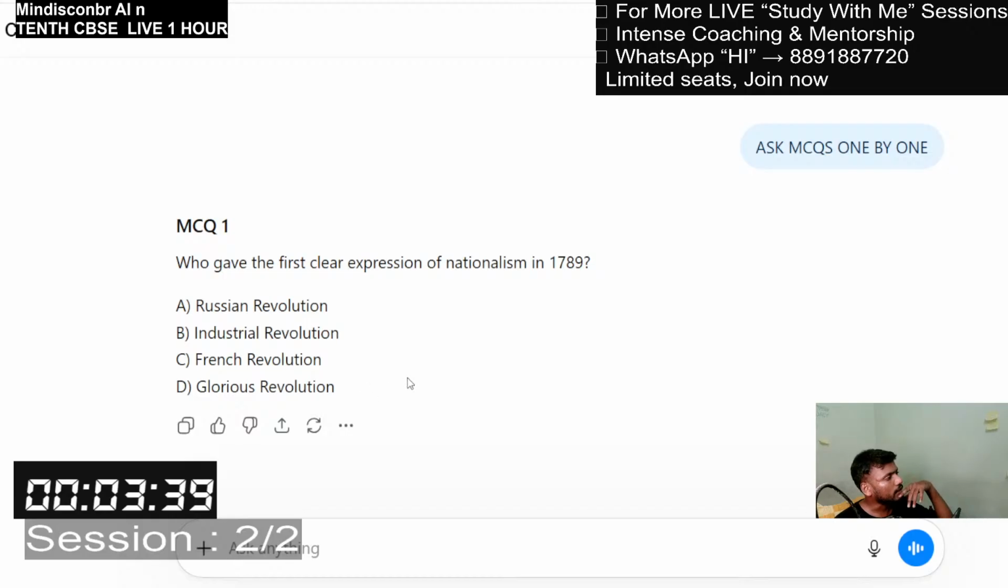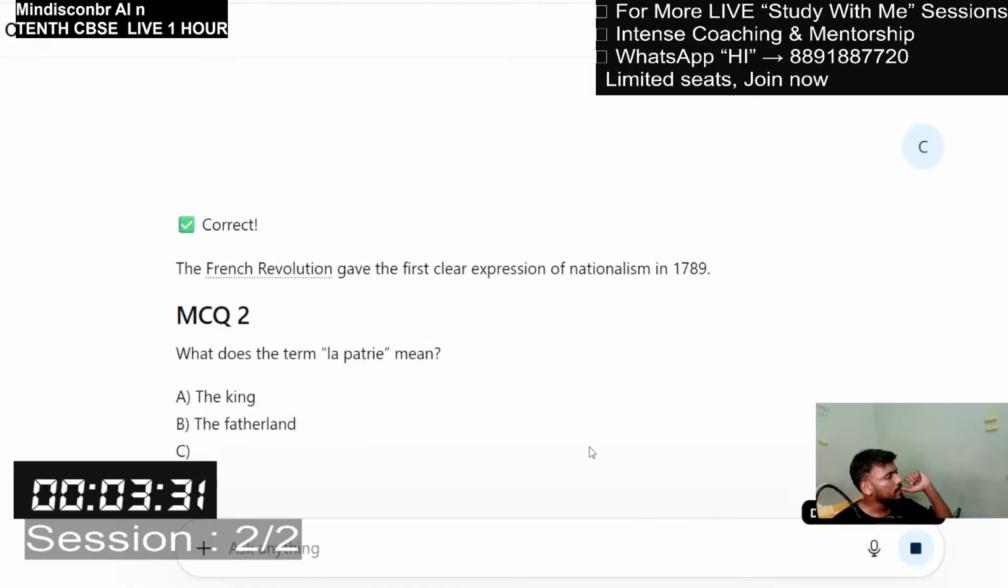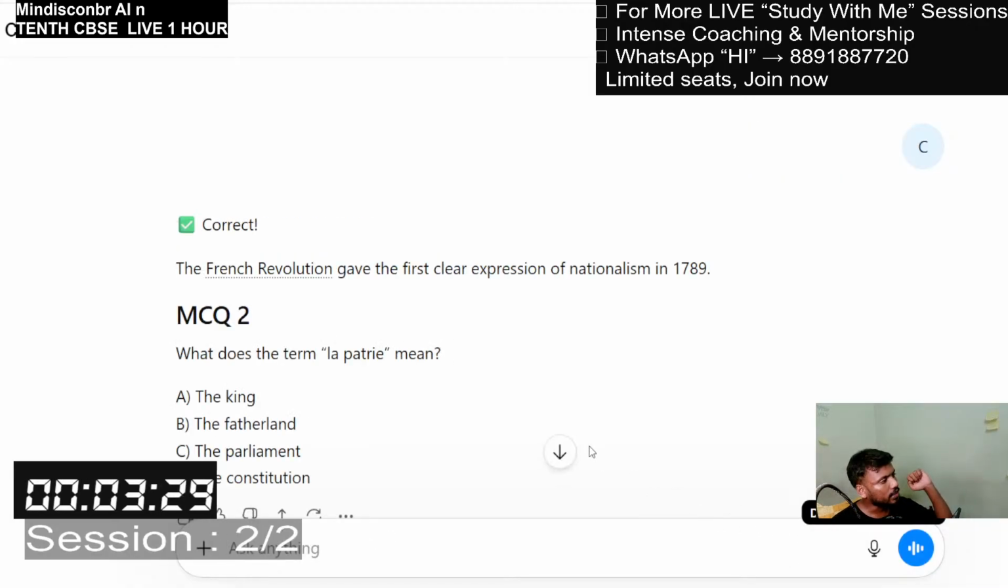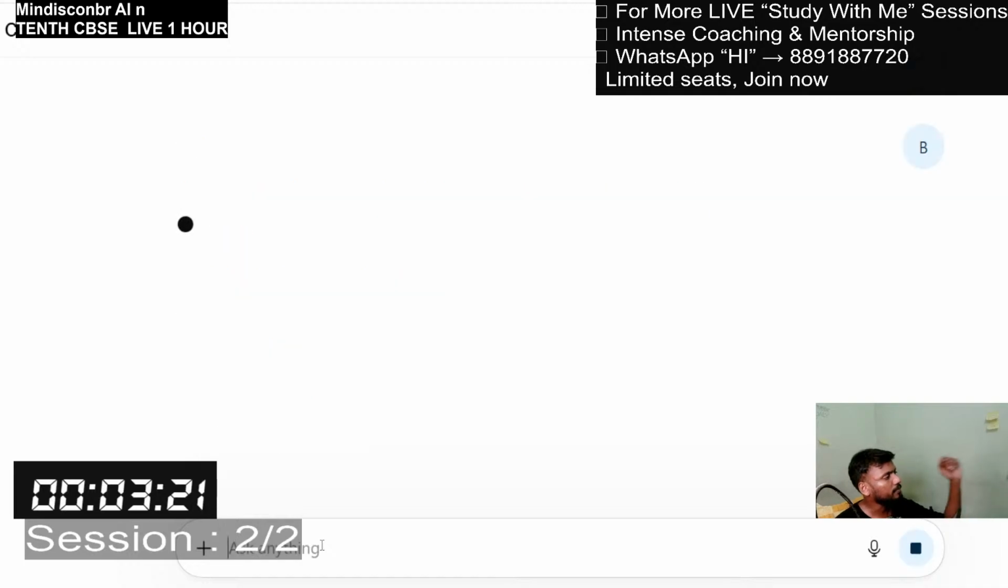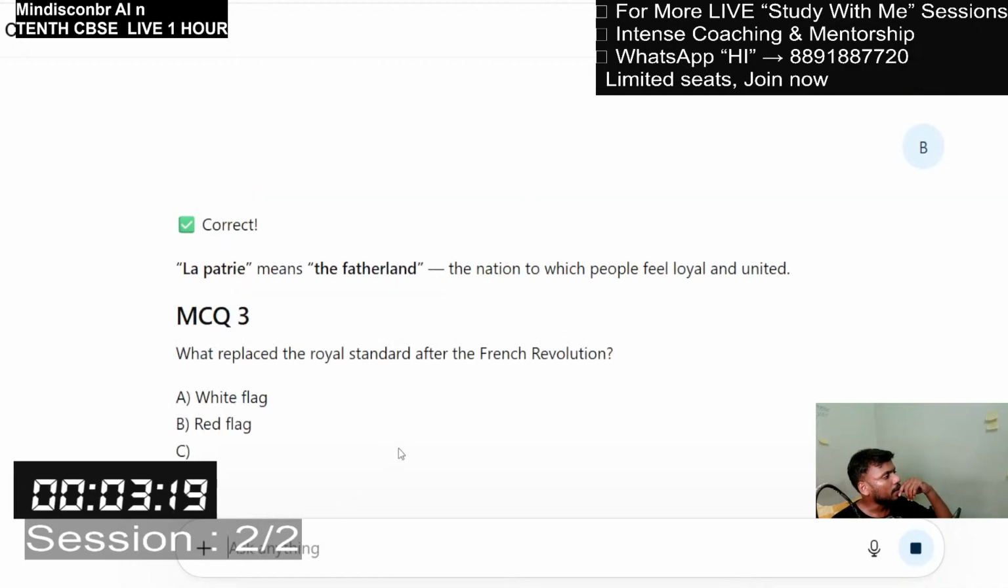Who gave the first clear expression of nationalism in 1789? French Revolution. The French Revolution gave the first clear expression of nationalism in 1789. What does the term "la patrie" mean? The fatherland. Option B. La patrie means the fatherland, the nation to which people feel loyal and united.